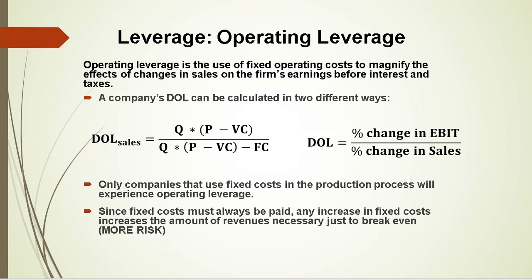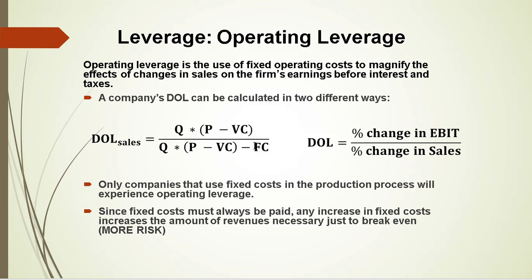So the formula for operating leverage utilizes this basic concept. If you look at the operating profit of the company, it's Q times the contribution margin. If you divide that by Q times the contribution margin minus the fixed cost, that's what we refer to as the degree of operating leverage. It is a measurement of the business risk of the company. The bigger the number, the greater the risk.